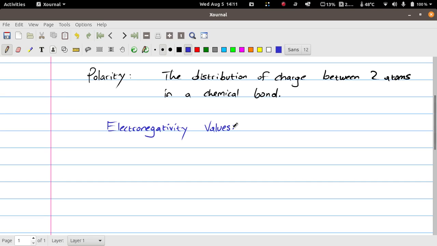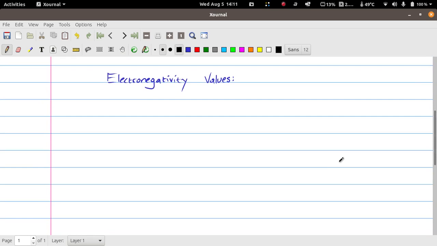Okay, so electronegativity values are the difference between electronegativity values of two atoms in a chemical bond. Pretty much, we already went over that. That's polarity, but let's make a table real quick.